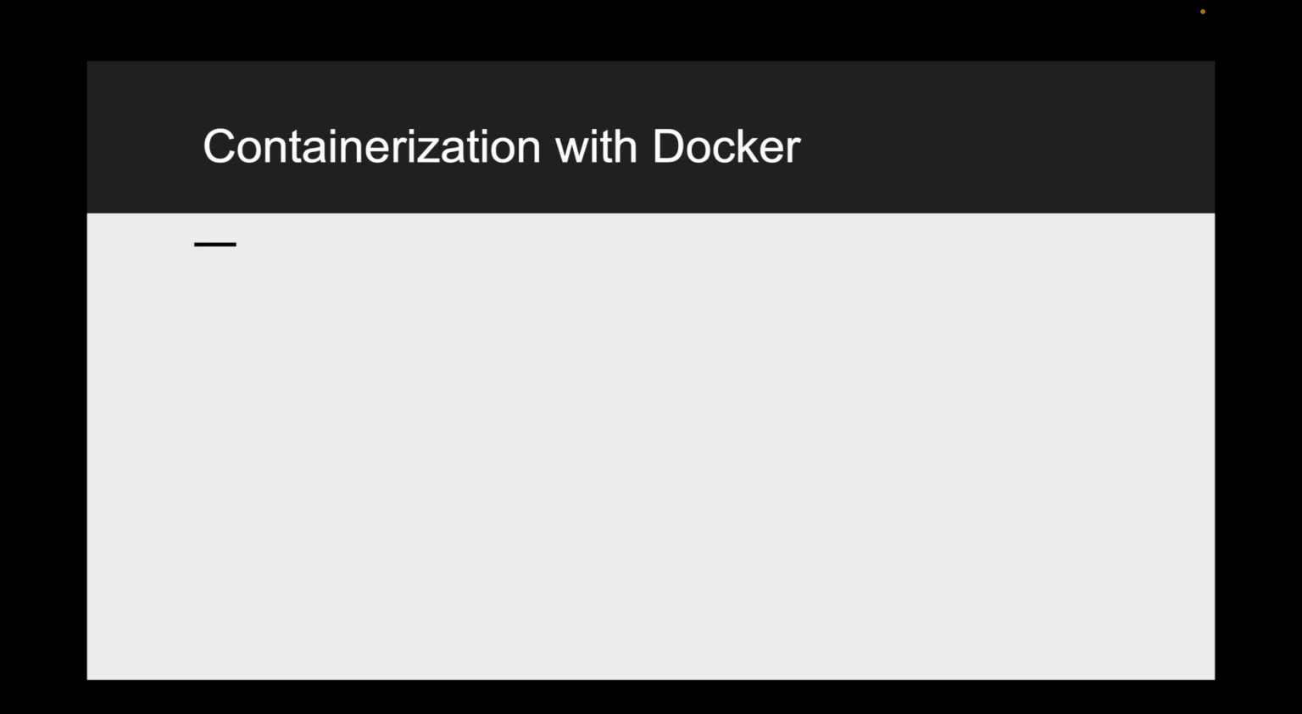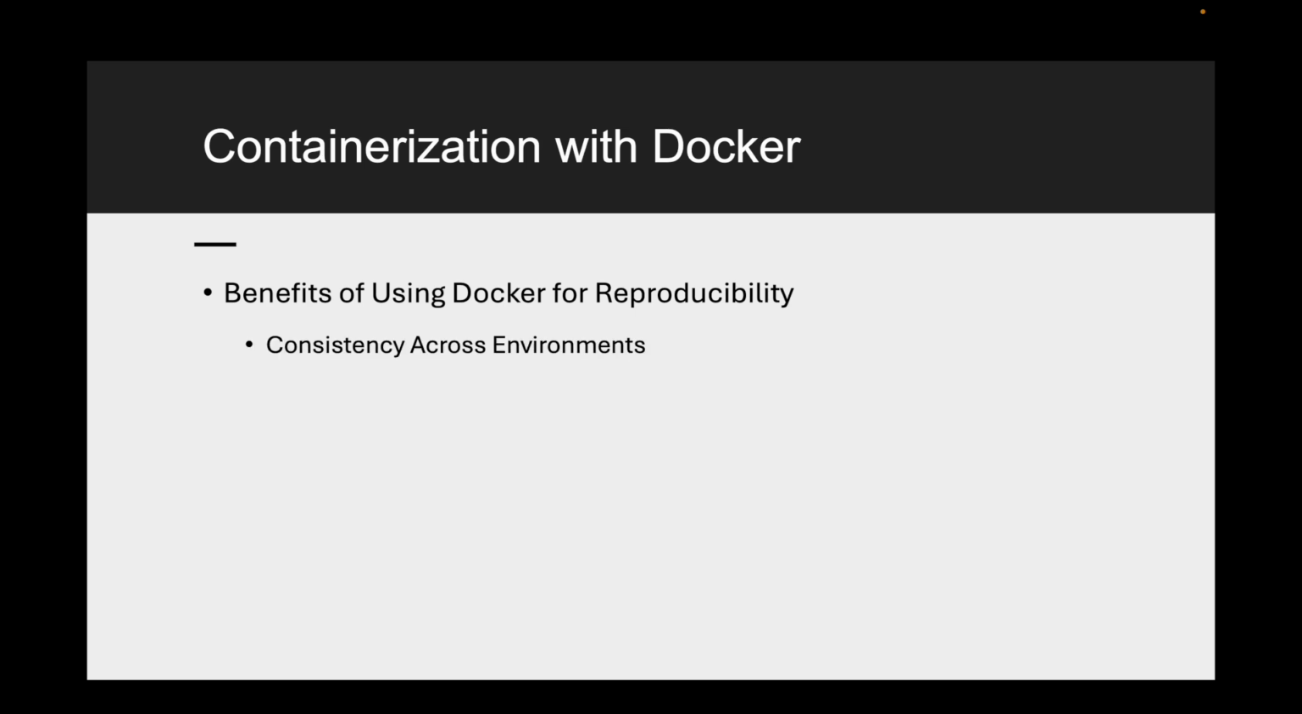Containerization with Docker. Now, Docker is a key technology for ensuring consistency and reproducibility when deploying machine learning models. It packages code, dependencies, and runtime into portable containers. Some of the benefits of using Docker for reproducibility include consistency across environments. Docker ensures that the model runs the same way in development, testing, and production environments.